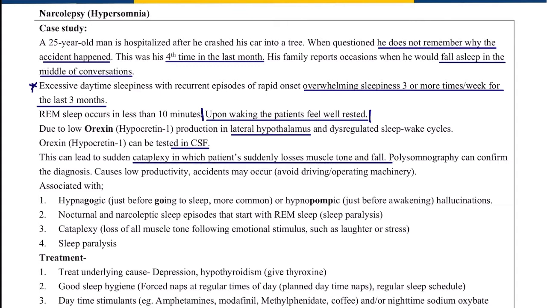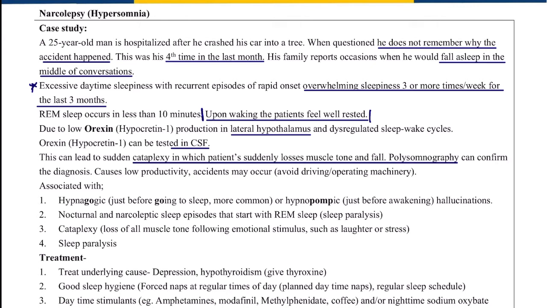This is when the person suddenly loses muscle tone. And when you do a sleep study, a polysomnograph, you can confirm the diagnosis. So when a person is falling asleep and is excessively tired, there's obviously going to be low productivity. And accidents may occur if they're driving.